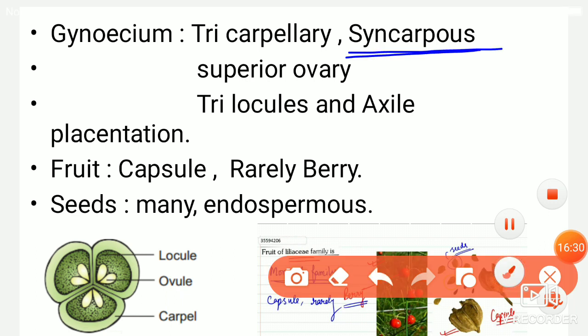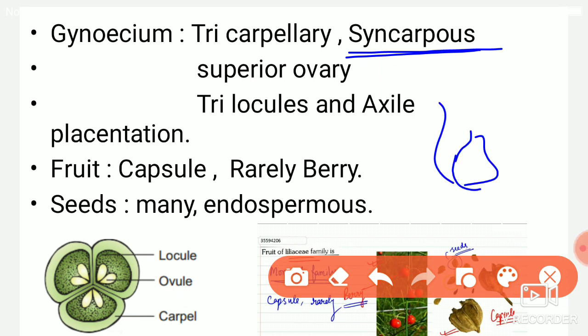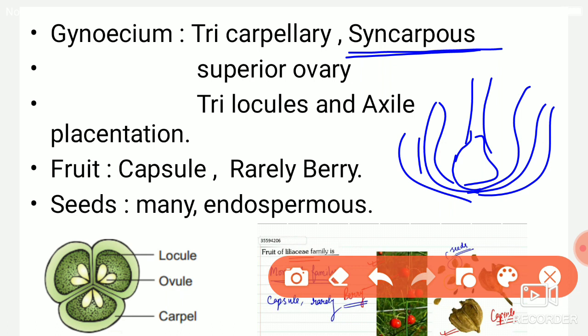And superior ovary, we know that superior ovary means all the flower parts are arising from below the ovary. That means the ovary is present on top, and all the floral parts are below. That's what we will consider as a superior ovary.